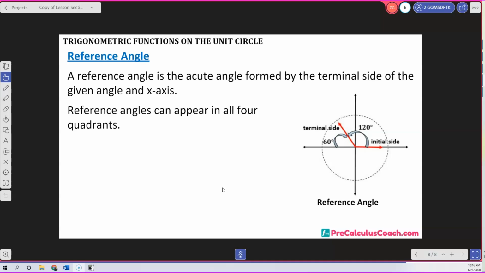The reference angle. A reference angle is an acute angle formed by the terminal side of a given angle and the x-axis. Reference angles can appear in all 4 quadrants. So for example, this is 120 degrees. Its reference angle is the angle that's made with the x-axis. So this is considered to be the reference angle. You notice that 60 plus 120 gives you 180.